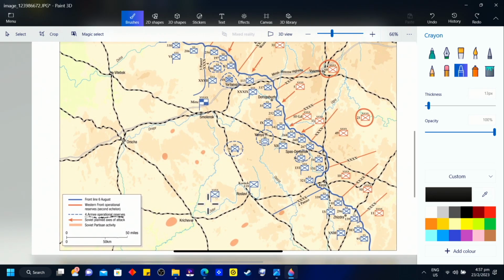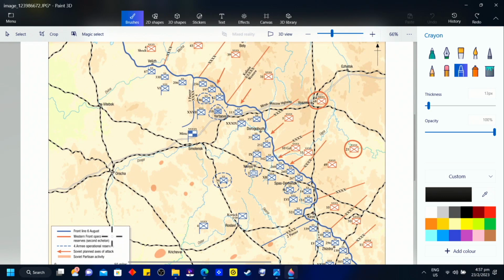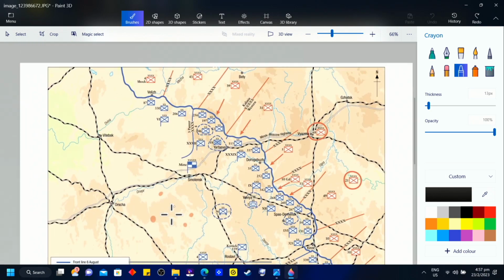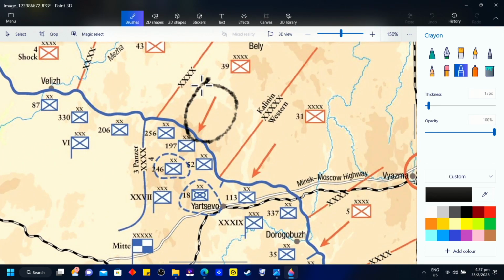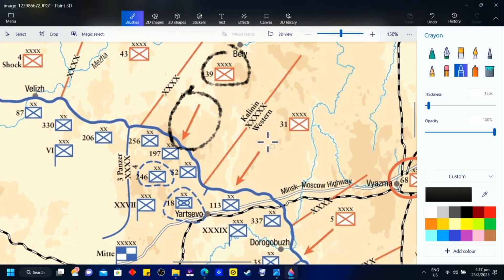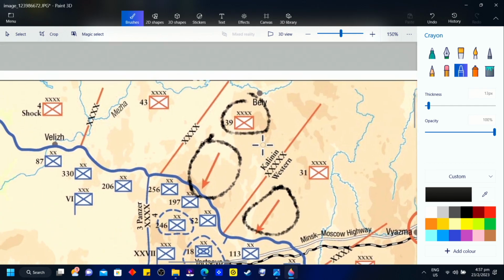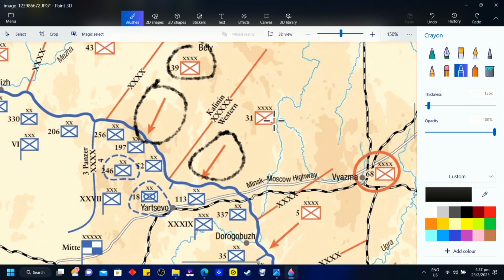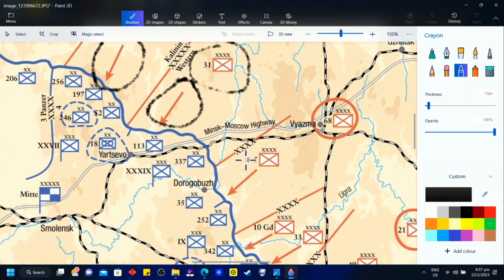Okay, then also take note, if you look at the Soviet planned axis of attack. The Soviet plan to attack with the 39th Army, they plan to attack here. The 39th Army was under the Kalinin Front. They also plan to attack here with the 31st Army, which was under the Western Front. So this is another axis of attack.